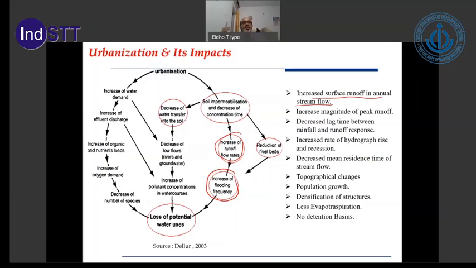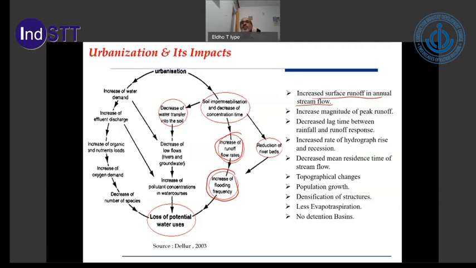And then there are a lot of issues related to urbanization as far as cities are concerned. So when we talk about smart cities, we need to develop the city such that the flooding problems can be reduced.